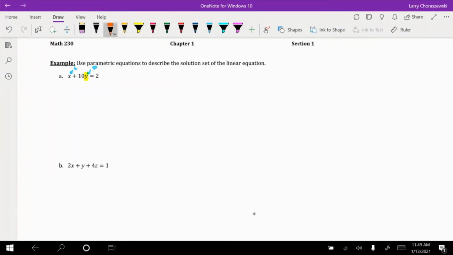So once we've identified those, we're going to start this three-step conveyor belt process here. I'm going to say let y equal t, okay? And keep in mind t is the parameter. This takes us to step 2, where we're going to rewrite this equation using t instead of y. So it's going to be x plus 10t equals 2. And this allows us to isolate the variable x, thereby giving us an equation for x which involves the parameter t.